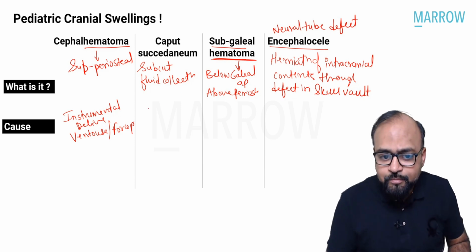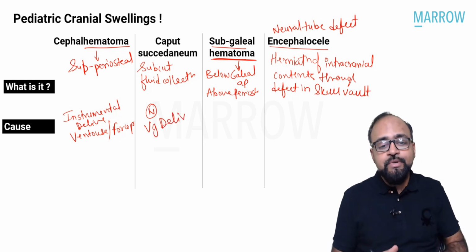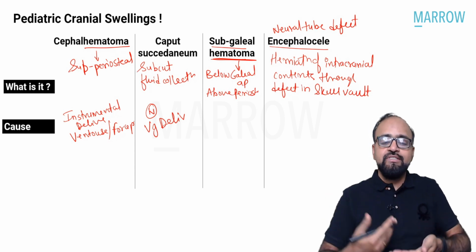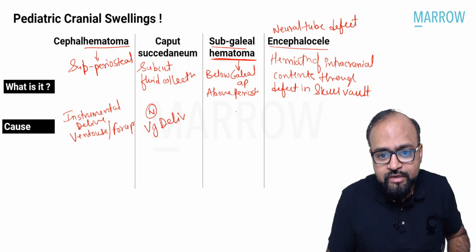Caput succedaneum is seen in normal vaginal delivery. It is because of the pressure of the presenting part against the cervix, which results in some fluid collection in the subcutaneous plane, and it disappears very quickly. It is seen in normal vaginal delivery.